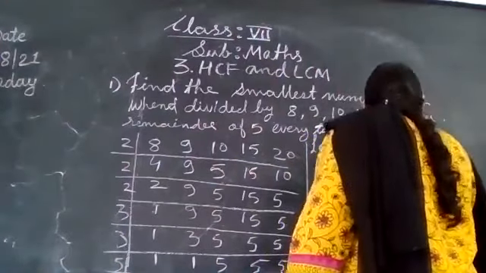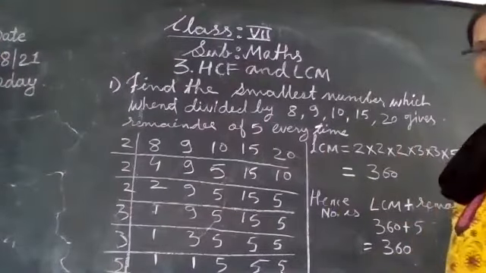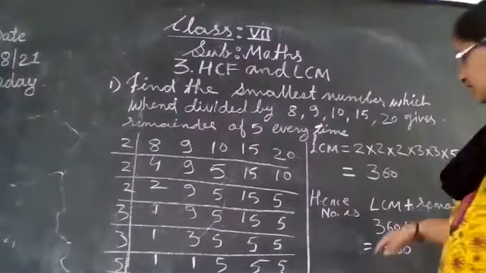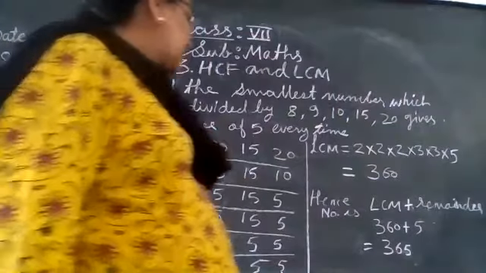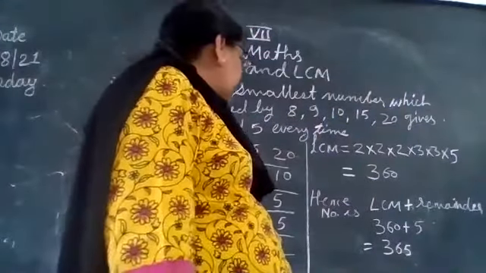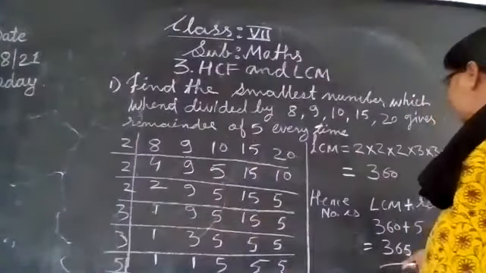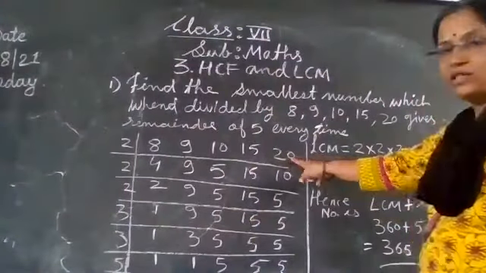Okay, now you can try this number. If you divide 365 by 8, you will get 5 remainder. If you divide 365 by 9, again you get remainder 5. 365 divided by 10, remainder 5. 365 divided by 15, again you will get remainder 5. So in this way you can find the least number, which when divided by all these you will get the remainder 5. Got it, beta?